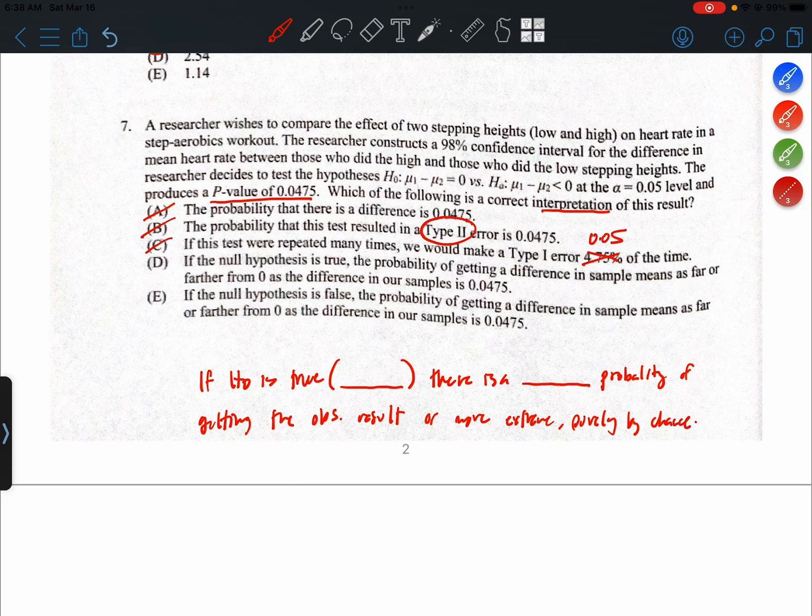All right, D. If the null hypothesis is true, the probability of getting a difference in sample means as far as or farther from 0 as the difference in our sample is 0.0475. Okay, I like that. What about E? If the null hypothesis is false, oh, okay, no. All right, so D is the answer.